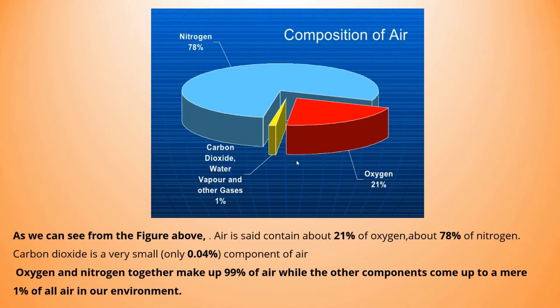So we can say that from this figure, about 21% of air is oxygen and 78% is nitrogen. Carbon dioxide is present in a very small quantity. It is 0.04%. Oxygen and nitrogen together form 99% of air, while the other components like carbon dioxide, water vapor, dust and smoke and other gas particles form only 1% of air around us.